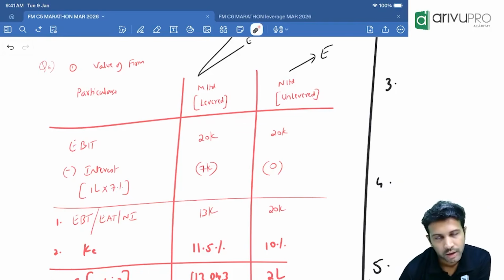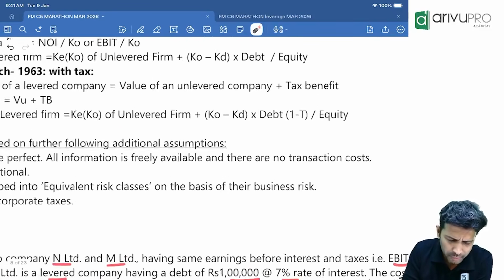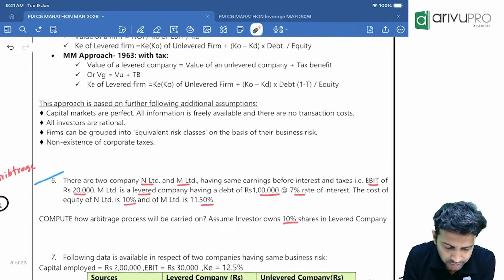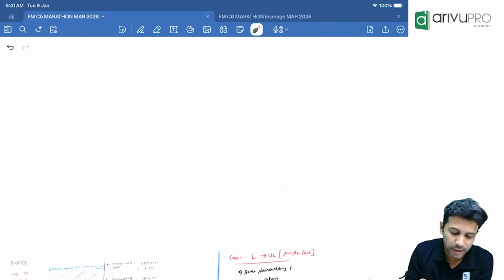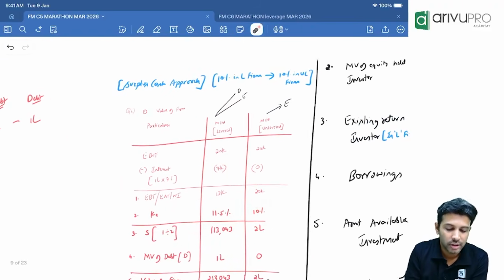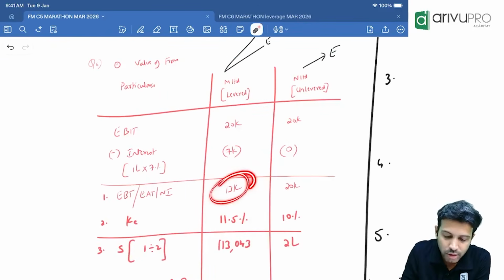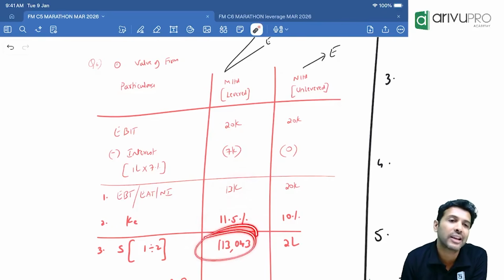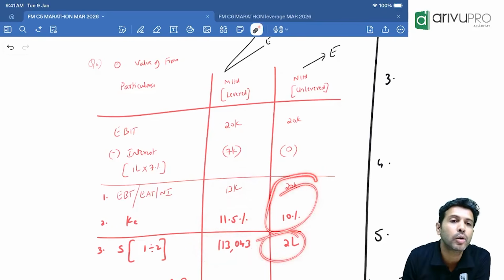Yes. Now to find out S, we need one more component, which is what? Cost of equity. Is cost of equity missing or given? How much was that? For M it is 11.5%, for N it is 10%. So if you divide 13,000 by the cost of equity, you'll get S. What is S? 113043. And for N, the division will give you 2 lakh.